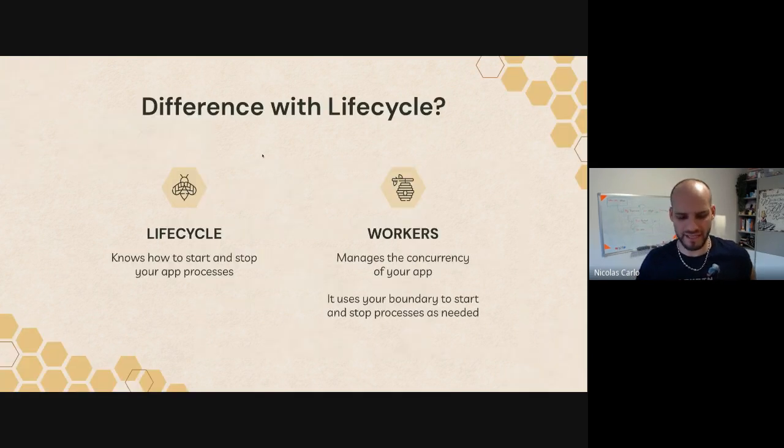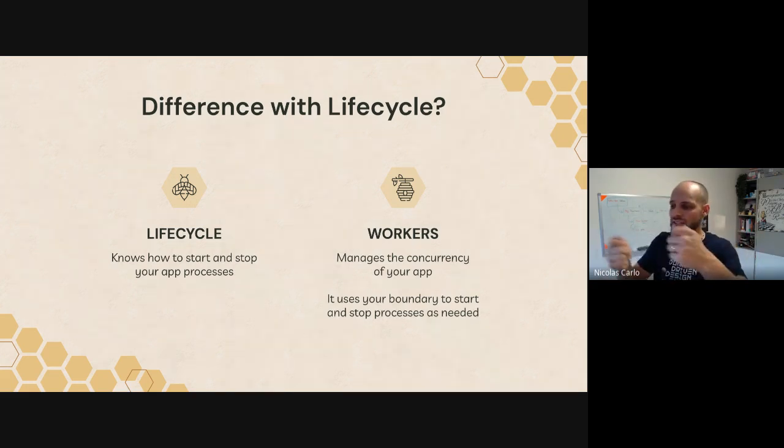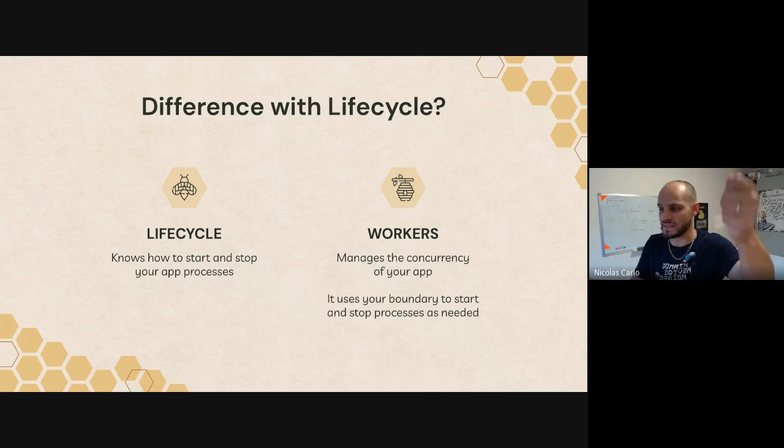What I mean by that is it's a bit different from the lifecycle. The lifecycle, so it's the supervisors, they know how to start and stop your processes. It's configuration. The workers, they manage the concurrency of your application. So think about, of course, you have a cron job, for instance. So it's something technically outside of your application, but that will need to start and stop your processes at some point. Or something that will react to a request and start and stop processes or scale processes later.